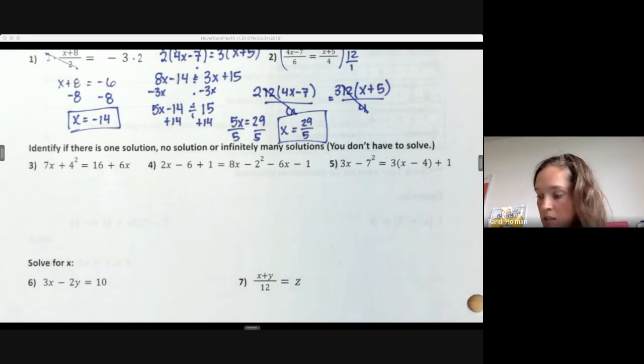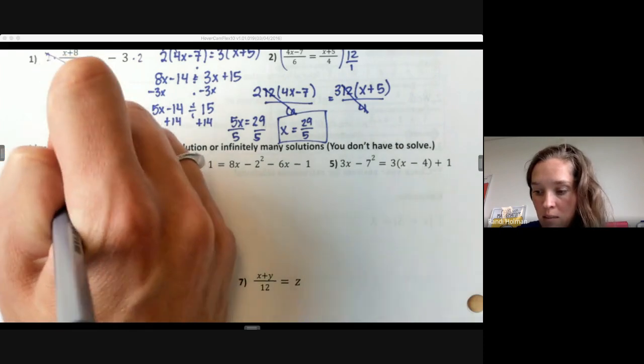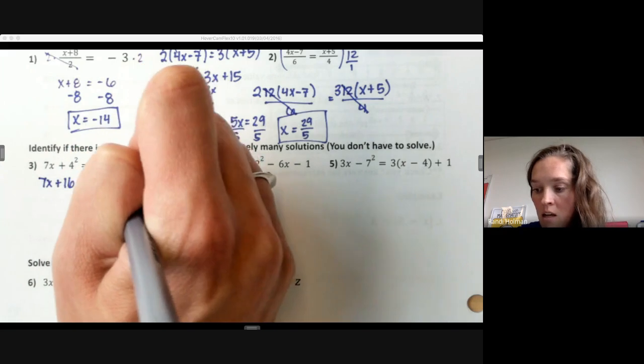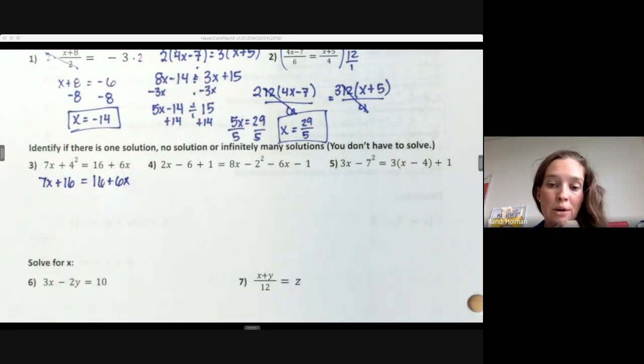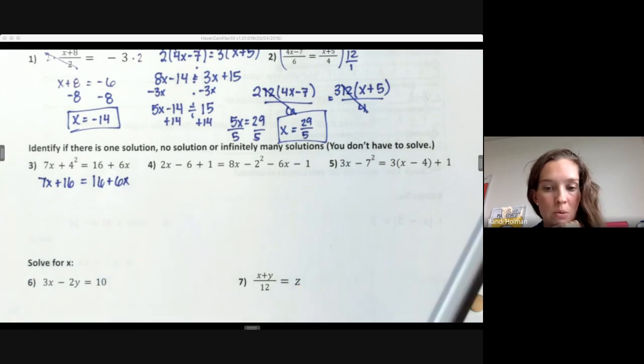So once you get to a place where you can recognize if you have one solution, no solution, or infinitely many solutions, then you can stop and just identify that as it. So anytime we have an equation, we want to simplify as much as we can. So here we get 7x plus 16 equals 16 plus 6x. Some of you might be able to tell right there we're going to have one solution. I have 7x and 6x, so I'm going to end up with x equals something.